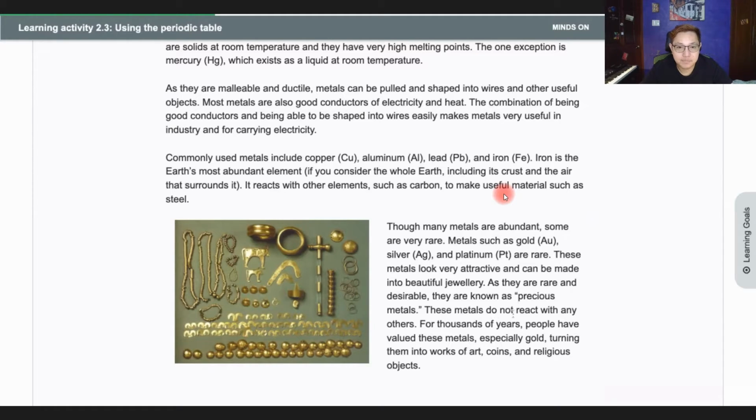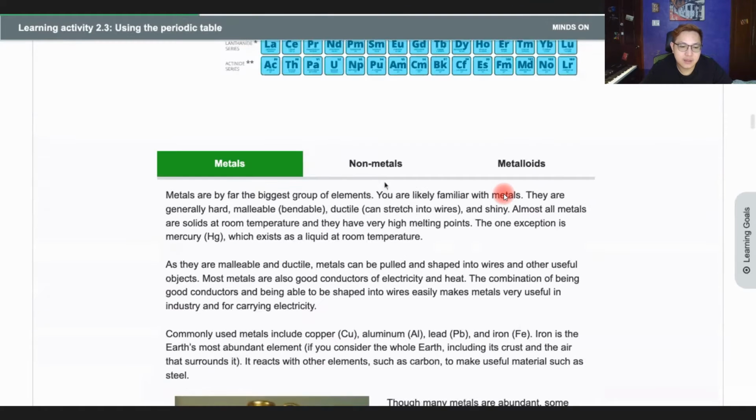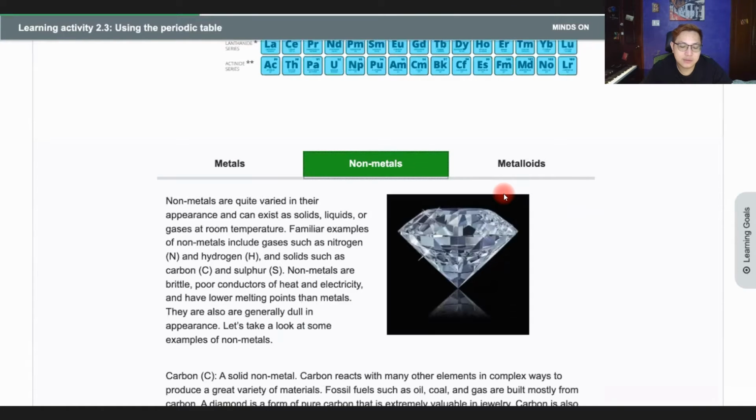These metals do not react with others. For thousands of years, people have valued these metals, especially gold, turning them into works of art, coins, and religious objects. The color of yellow gold is beautiful, so that's why a lot of people love it, especially the royal family. That's why it's also called precious metal.